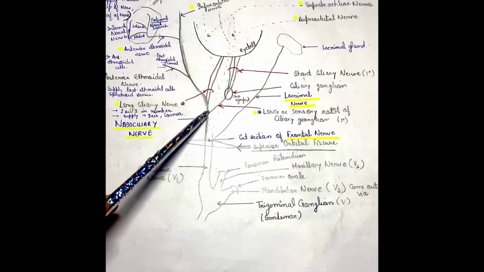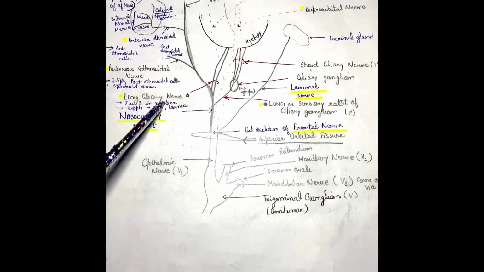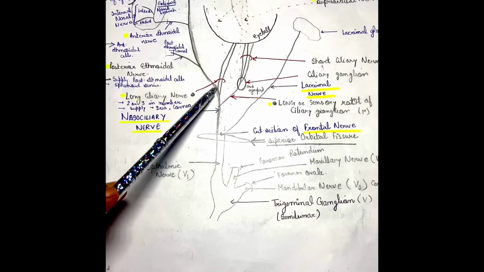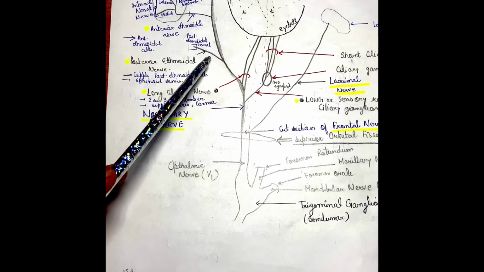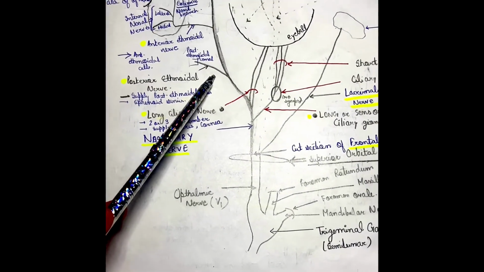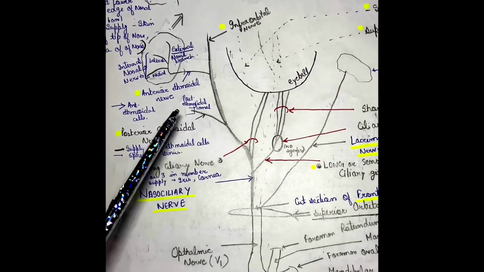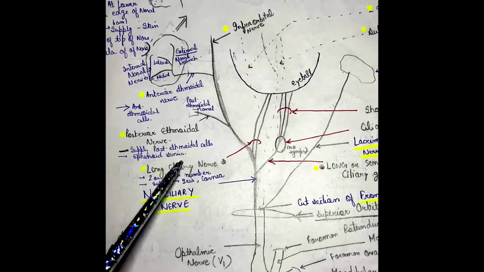Coming on to the second division, moving forward, here these are the long ciliary nerves. These are 2 to 3 in number. They mainly supply the iris and the cornea. Now moving forward, there is a small division here, which is your posterior ethmoidal nerve, which via the posterior ethmoidal foramen enters into the posterior ethmoidal canal. So these supply the posterior ethmoidal cells and the sphenoid sinus.